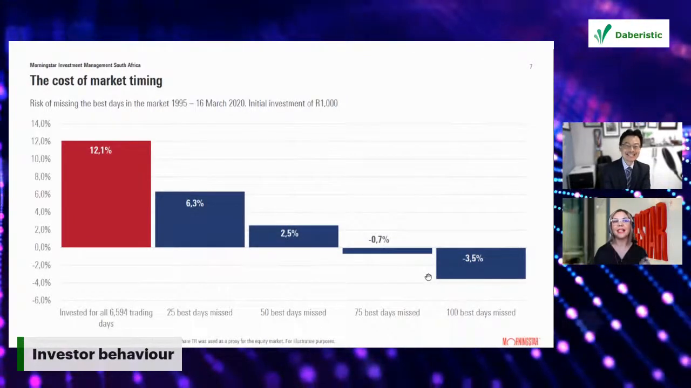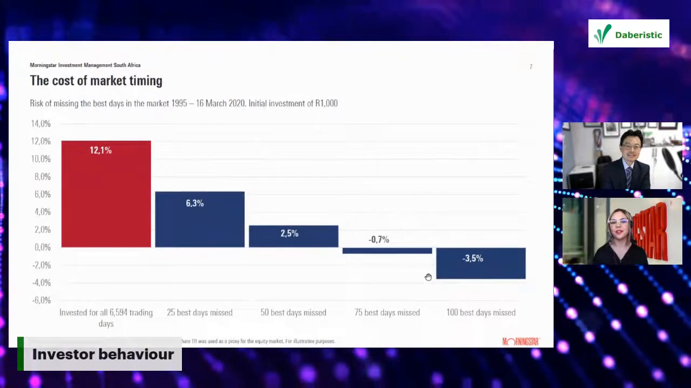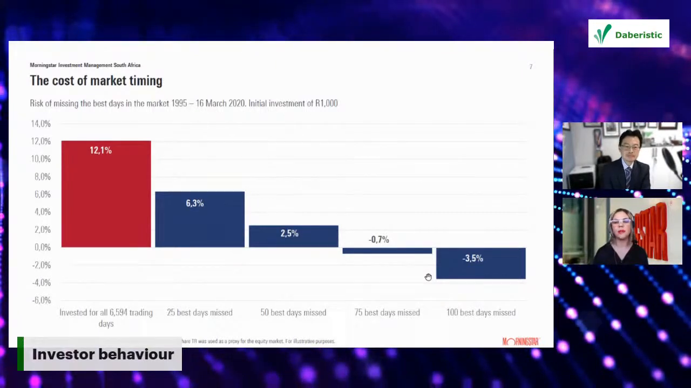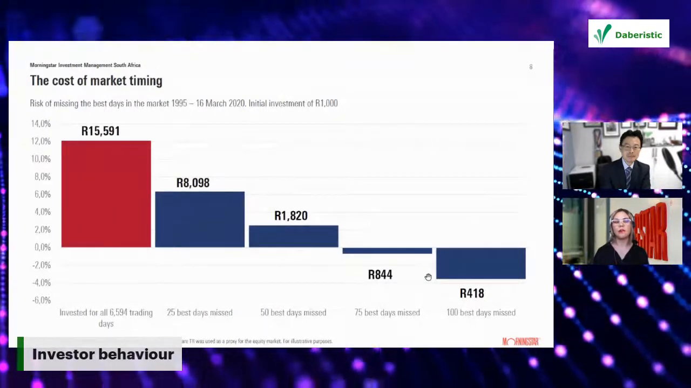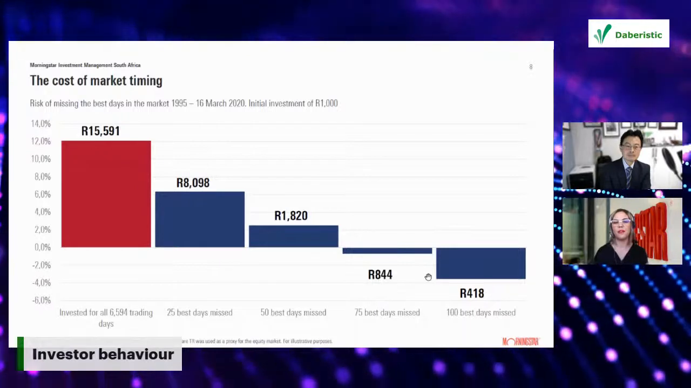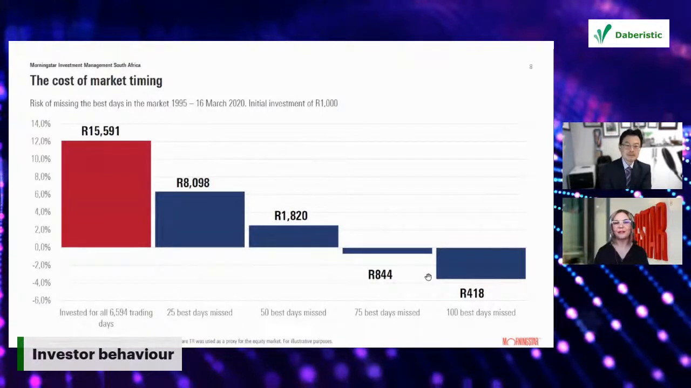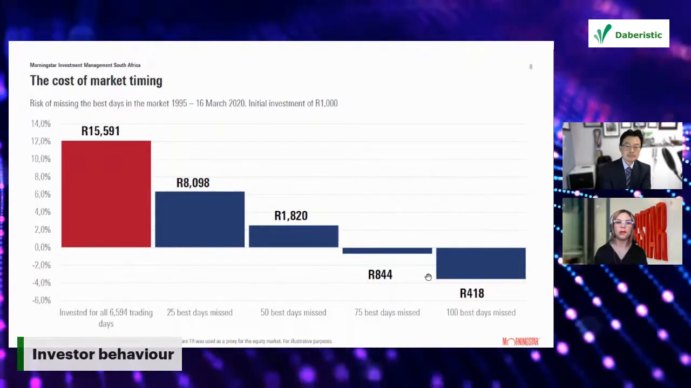But if anytime we panicked and said, let's just get out of the market, and we missed the 25 best days in the market, and usually the best days do come after the worst, we shave our return in half. From 12.1% to 6.3%. And as you go along, miss the 100 best days, and you're in a negative return. Put that in rand amounts, you would have had 15,000 if you just left your money. You would have had 8,000 if you missed those 25 best days. So it takes a lot off that return, and you really want to stay invested. Over the long term, the market has done extremely well, even with these short-term market movements.